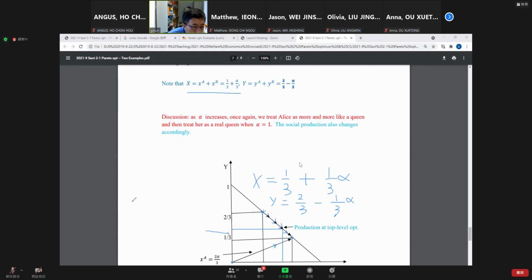For this Edgeworth box, this is the PPF. So the marginal rate of substitution equals 1. For this curve, at this point, probably the Pareto set is like this. Only at this point. Yes, it's very bad. Let me redraw.